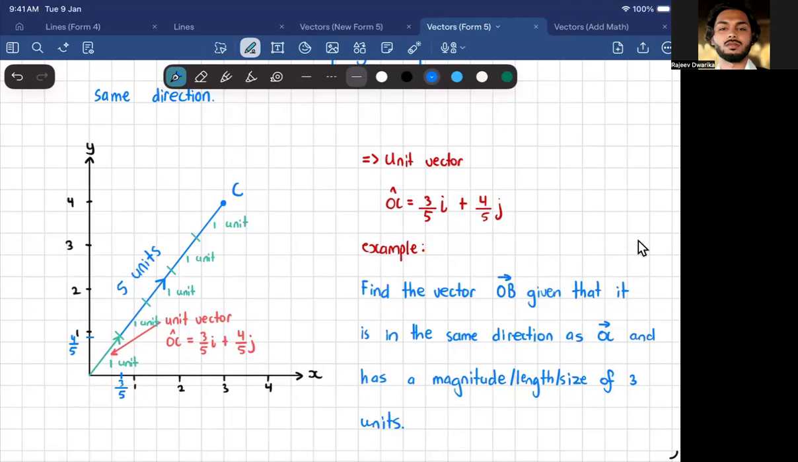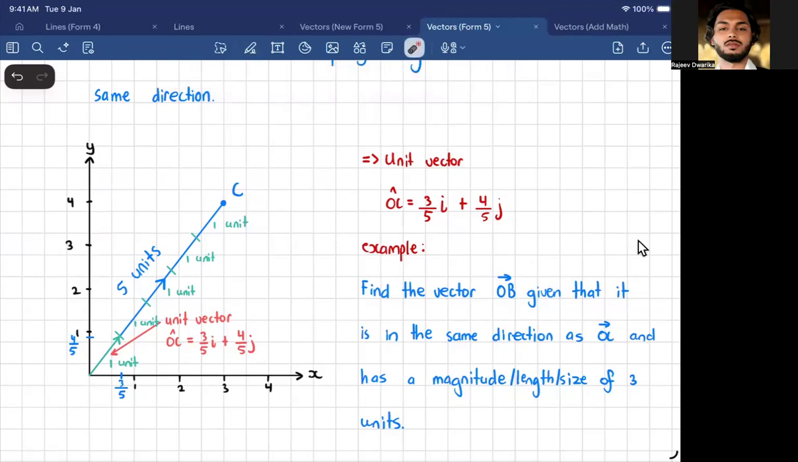All right, so Sky, let's look at the diagram first, right? So this unit vector we found, what was the unit vector again? 3 over 5i plus 4 over 5j. And that corresponds to 1 unit, and isn't it in the same direction as O to C? Yes, sir. So if I want to find O to B, and it's telling me that it is in the same direction as O to C, and it has a length of 3, what do you think I need to do with the unit vector?